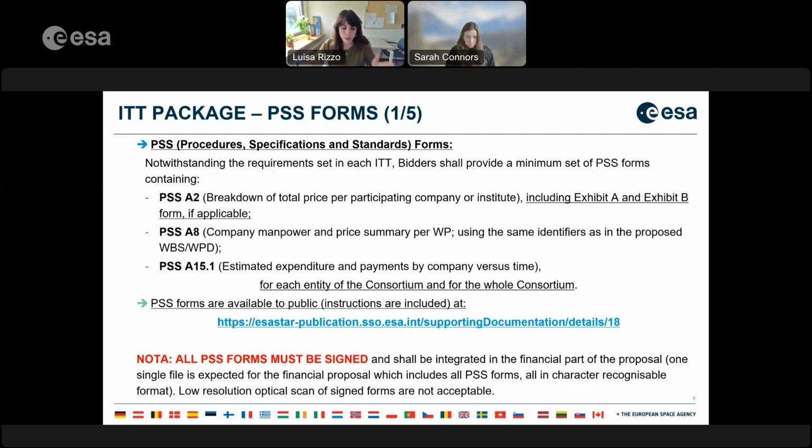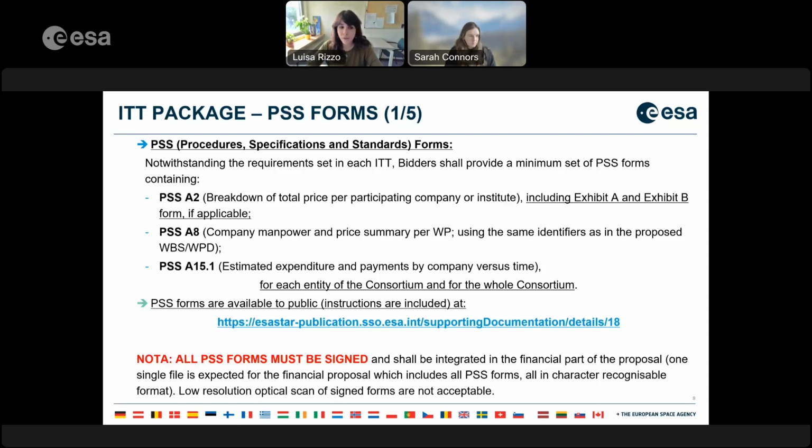It's not mandatory for the consortium as a whole; the mandatory request is the submission of the PSS forms for each of the entities composing the consortium. In addition to that, it is highly appreciated to submit the PSS forms for the consortium as a whole.